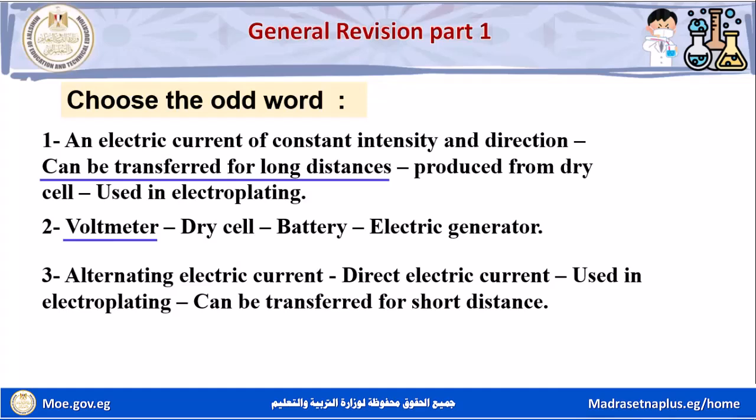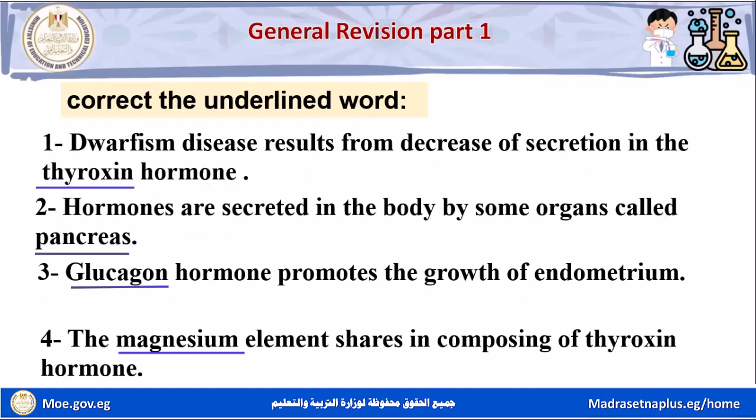Question number 3. Alternating electric current, direct electric current used in electroplating, can be transferred for short distance. Answer: Alternating electric current.